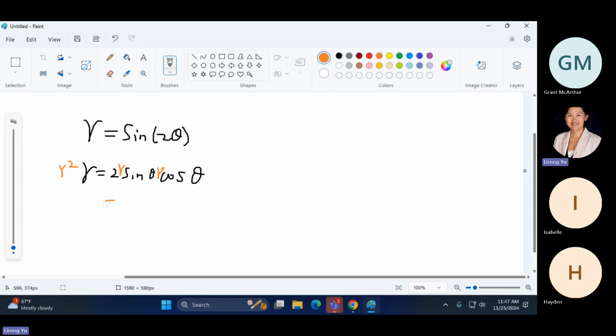So this ends up getting us 2y times x is equal to r cubed. Root of x squared plus y squared is r, and that's being cubed.